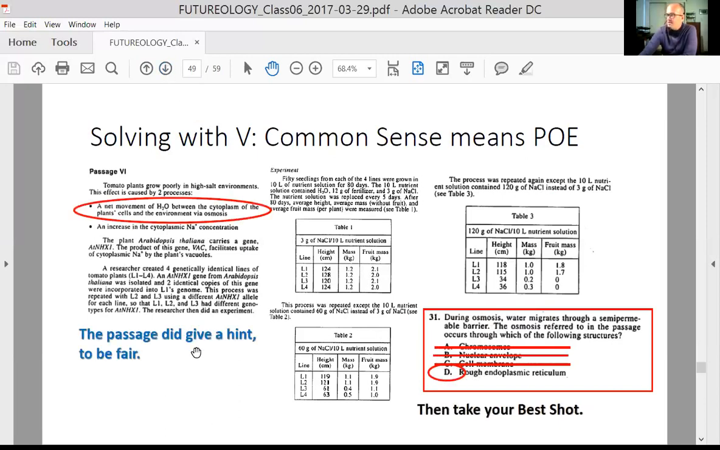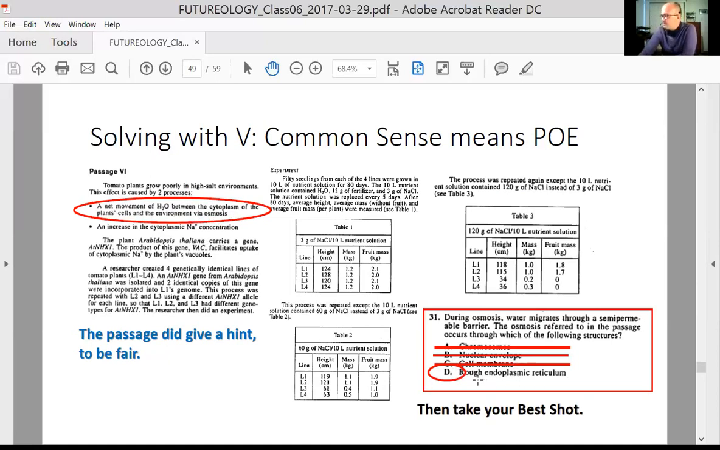It does turn out that there's a hint earlier in the passage, because they do talk about the word osmosis in the beginning of the passage. So there's kind of a LI, a lab intro moment here. And they say that a net movement of H2O between the cytoplasm of the plant cells and the environment is via osmosis. So what that means is that there's some sort of a movement going between the cell itself and the outside environment. And I don't know why I circled rough endoplasmic reticulum, probably because I have a toddler.